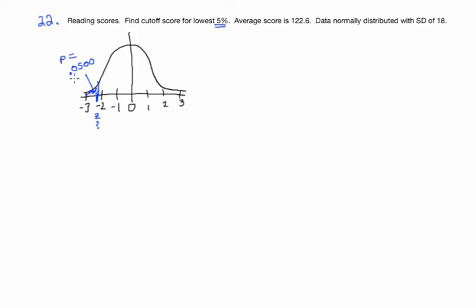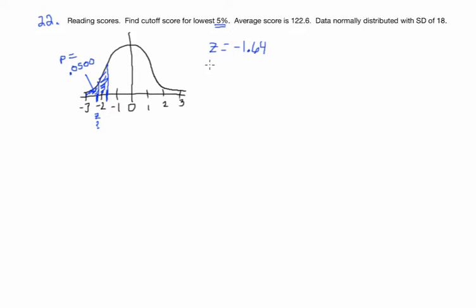When you look, you might find that there's not one that gives you exactly 0.0500, so you might have to look for the closest one. I found that the z-score that gives me this is about negative 1.64. Actually, it's between negative 1.64 and 1.65. I'll just go with 1.64. So that's the z. This z-score right here, negative 1.64, gives me that area.